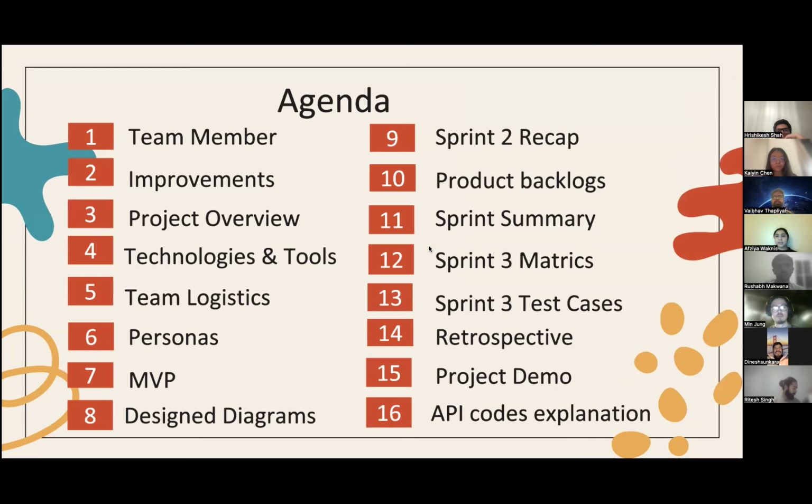So this is our team agenda. Whatever is included in the presentation: the team members and responsibilities slide, then improvements made by our professor, project overview, technologies we are using, tools we are using, personas, MVP, the diagrams, all which we have implemented, API code explanation, and also the demo, the sprint matrix and test cases, and also product backlogs.